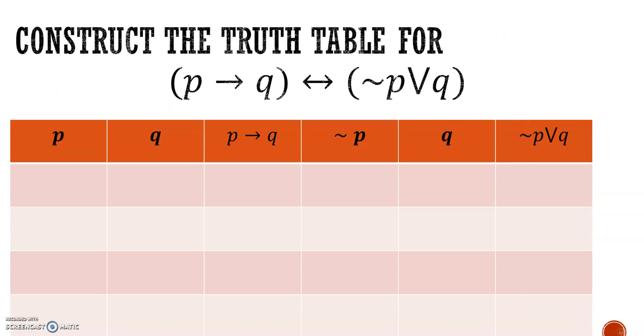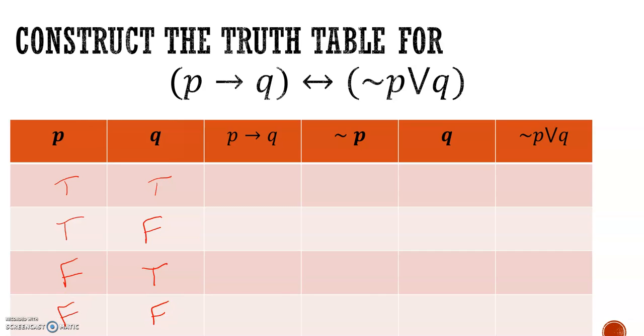We're going to construct the truth table for P implies Q, if and only if, not P or Q. P and Q, true and true. P and Q, true and false. P and Q, false and true. P and Q, false and false.